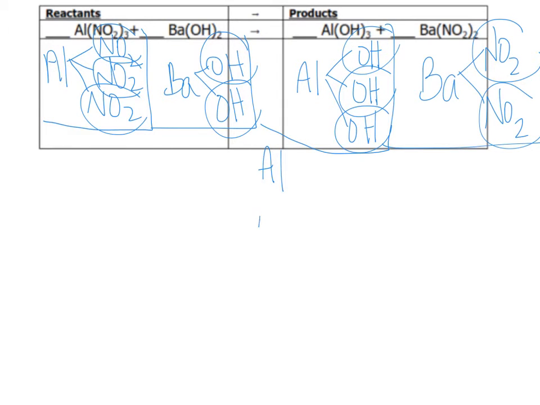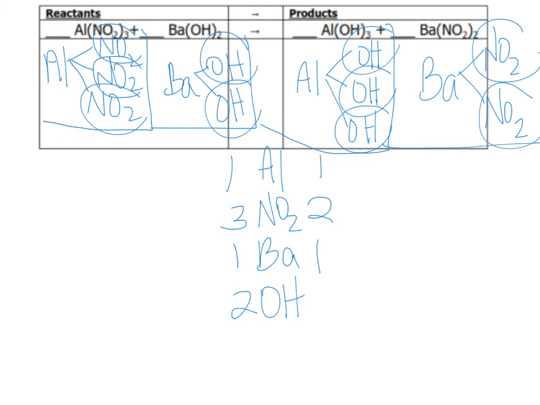We have Al, NO2, BA, and OH. So I've got 1 Al on each side. I've got 3 NO2s and 2 NO2s. 1 BA on each side, and 2 OHs and 3 OHs. So I'll probably go ahead and start with my NO2. I know that when I have a 3 and a 2, the only way to make those work is to go to 6.